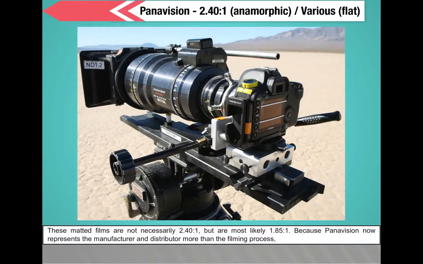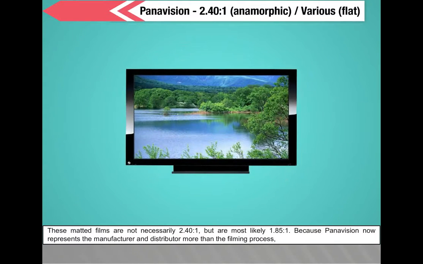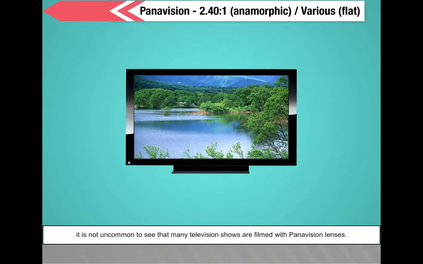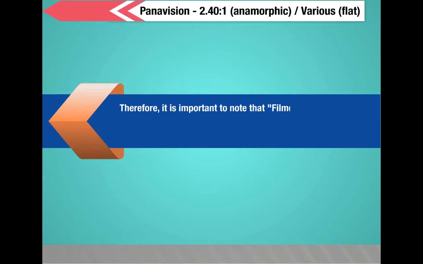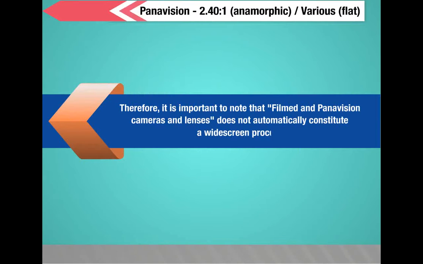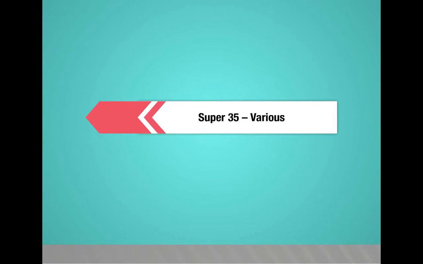These matted films are not necessarily 2.40:1, but are most likely 1.85:1 because Panavision now represents the manufacturer or distributor more than the filming process. It is not uncommon to see that many television shows are filmed with Panavision lenses. Therefore, it is important to note that filming with Panavision cameras and lenses does not automatically constitute a widescreen process.